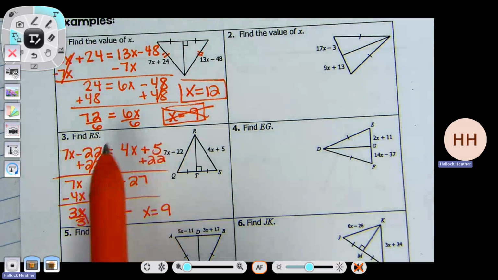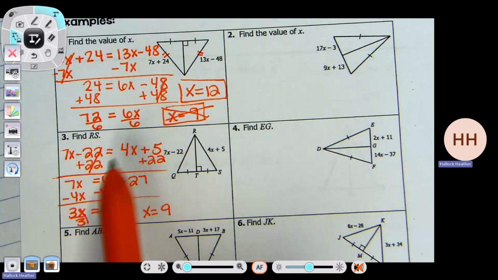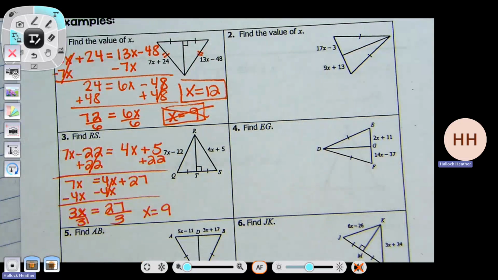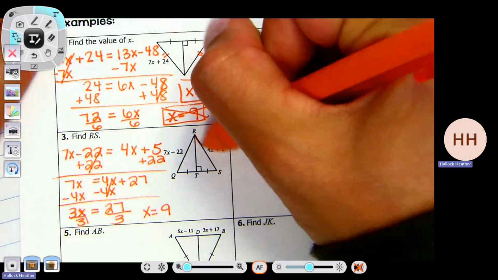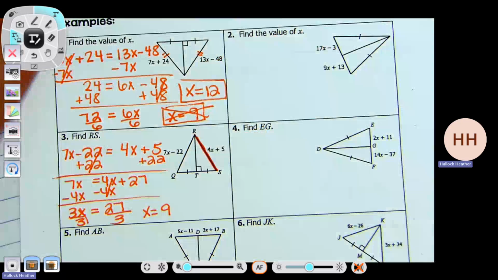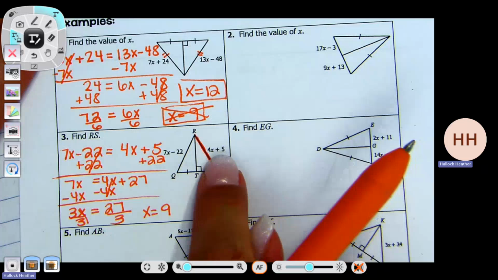So if it says find RS, a lot of people are still really uncomfortable with plugging back in answers. 99% of the EOC is going to have you take x and plug it back in, so you need to work on that. RS is this section, so you're plugging it back in. You can just do this in the calculator. You don't have to write it out.